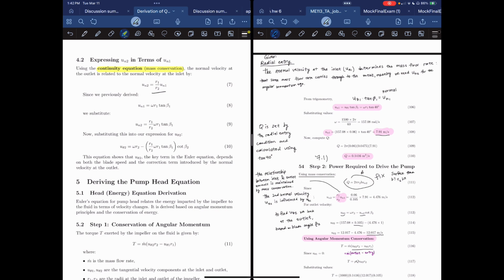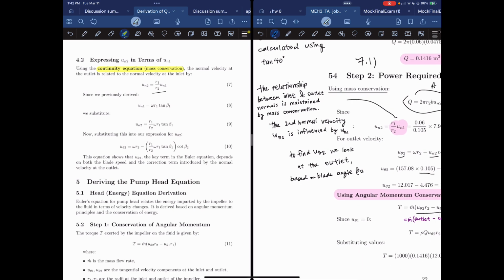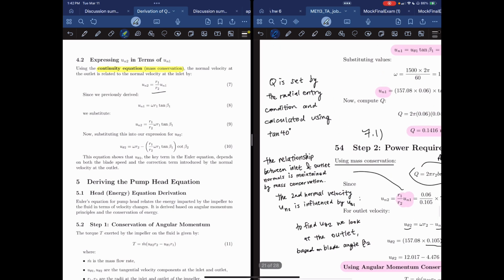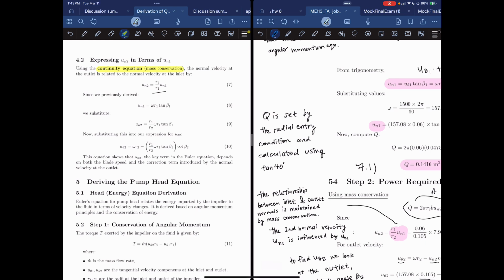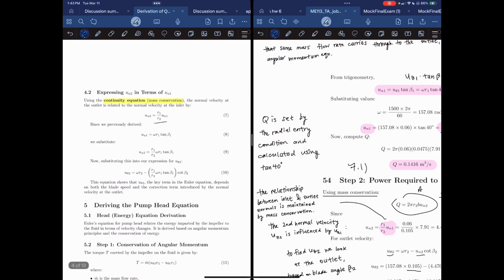So this is the relationship between the inlet and outlet normals. It's maintained by mass conservation. The second normal velocity u n2 is influenced by u n1. That's why we have this ratio. And to find u theta 2, we look at the outlet based on the blade angle beta 2. And q is set by the radial entry condition and calculated using tangent 40 degrees. So this is just a derivation of the actual equations over here, and this is how we use them in a problem.